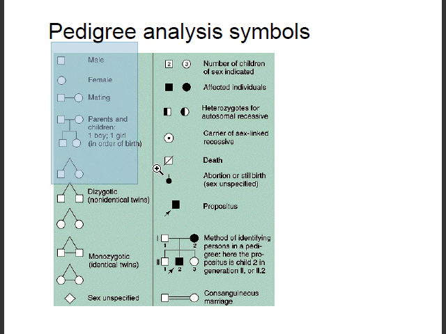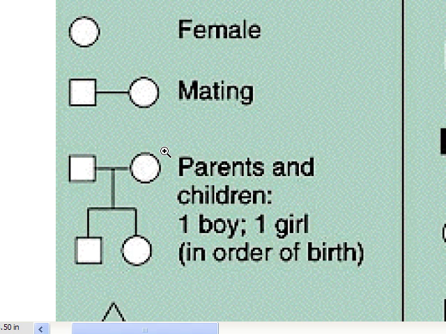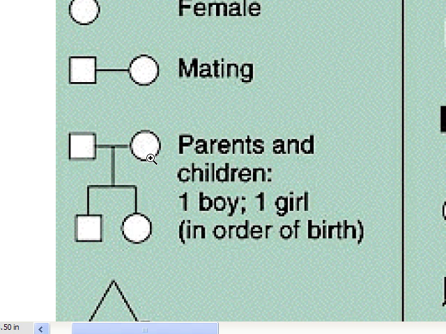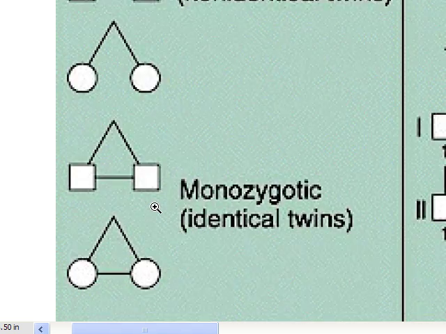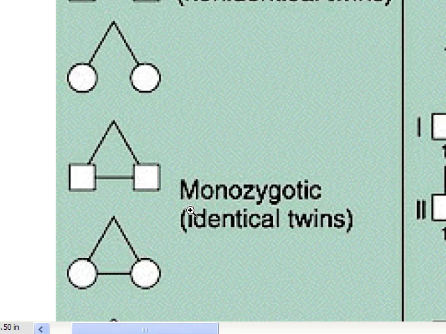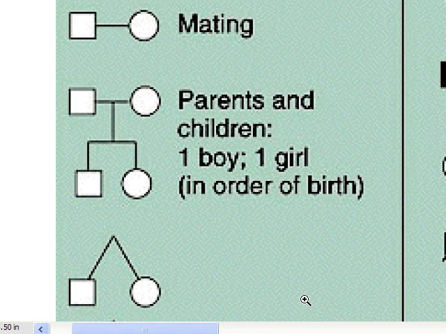So here are some symbols that are used in pedigree analysis, and let me zoom in on some of these so you can see them. So you've got males are squares, females are circles. You connect them with a line if they're mating. Here you have a little nuclear family with children, and the order of the birth is from left to right. We won't use these much, but here's how you do fraternal twins, identical twins, etc. Let's move on up to the top of the other column here.